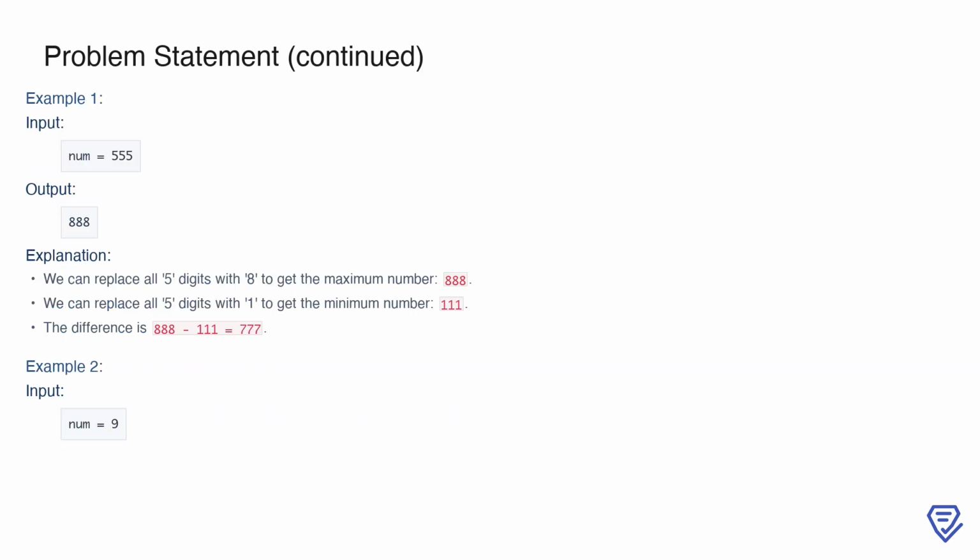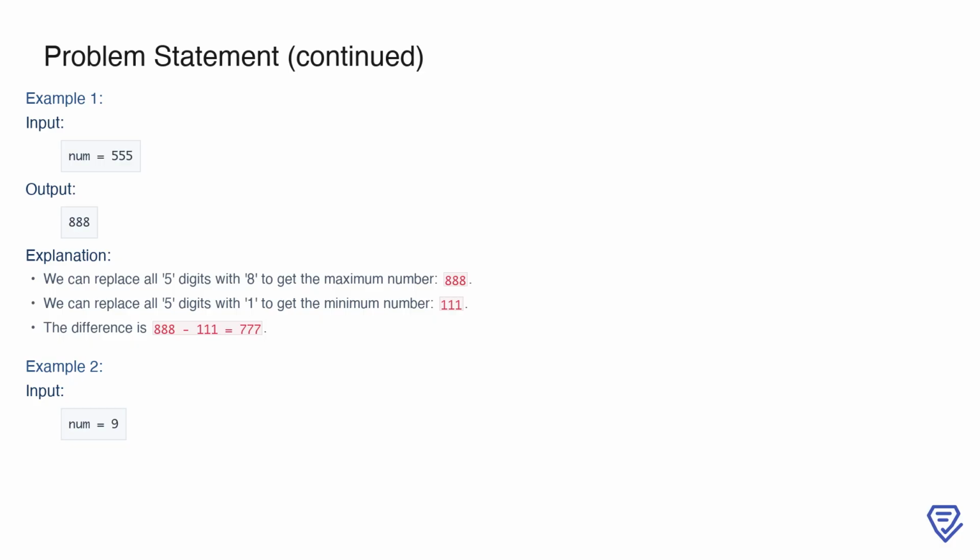In the first example, the input is number equals 555. To get the maximum number, we can replace all occurrences of the digit 5 with 8, giving us 888. For the minimum number, we replace all occurrences of 5 with 1, resulting in 111. The difference between these two numbers is 888 minus 111, which equals 777. This demonstrates how replacing all instances of a single digit can yield the numbers needed to calculate our maximum difference.